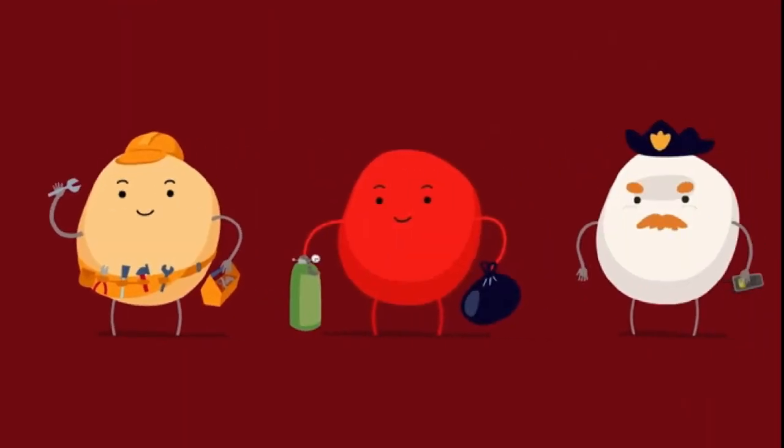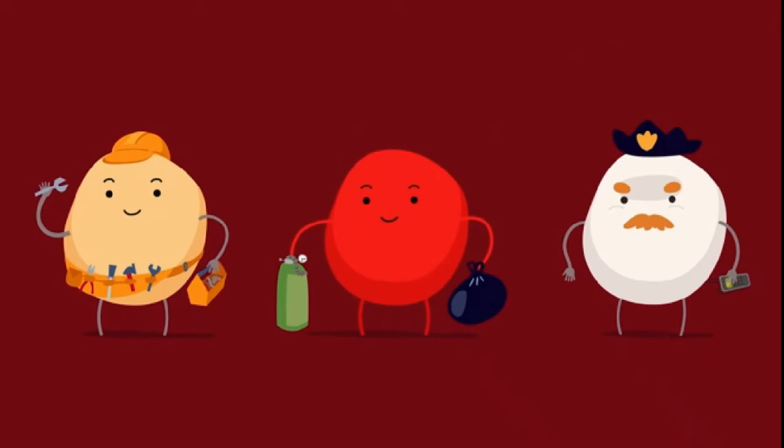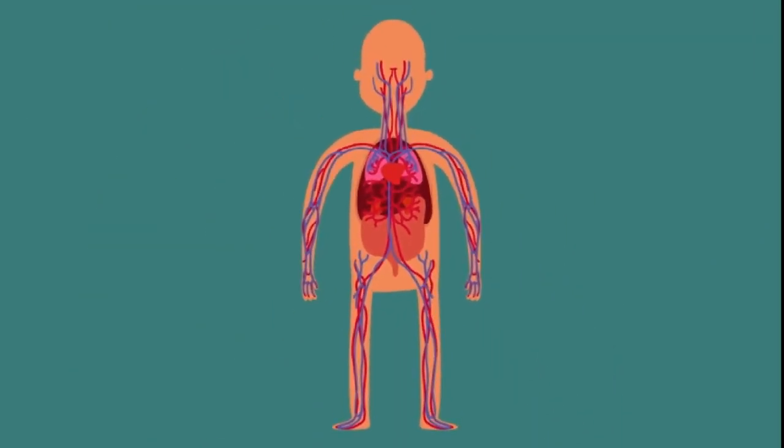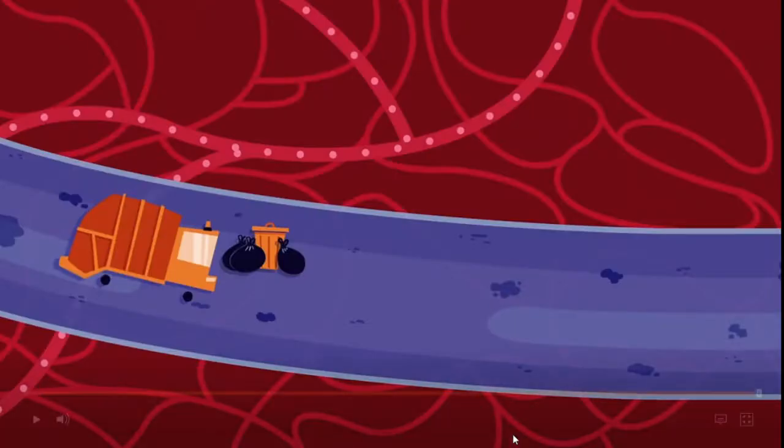Your blood has different cells with different jobs. Some cells do repairs if you get a cut. Red blood cells deliver oxygen and take away rubbish. And your white blood cells are like police, looking for germs. There's a lot going on inside you.